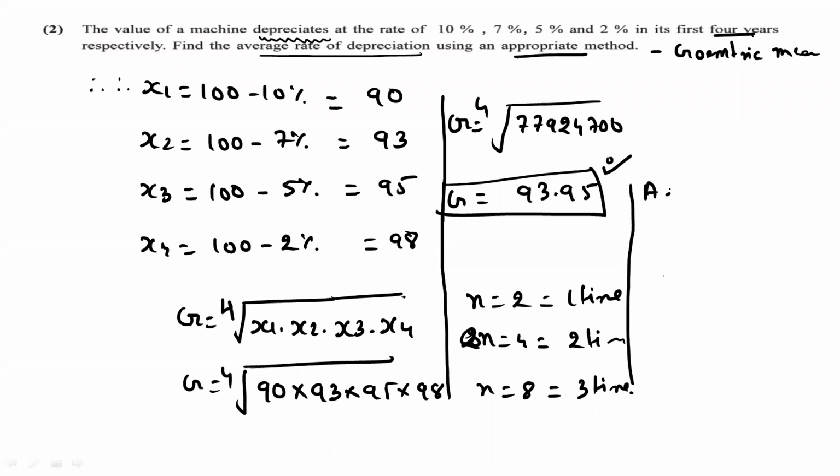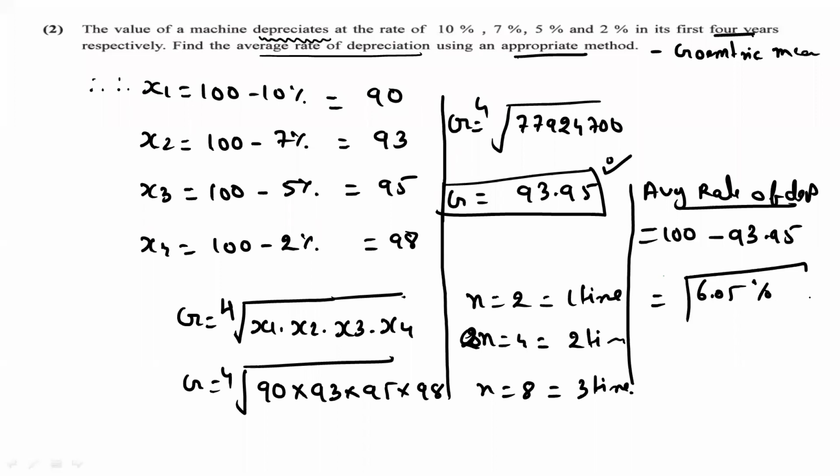Average rate of depreciation is equal to 100 minus 93.95. 100 minus 93.95 is 6.05. 6.05 percentage. That is our final answer.